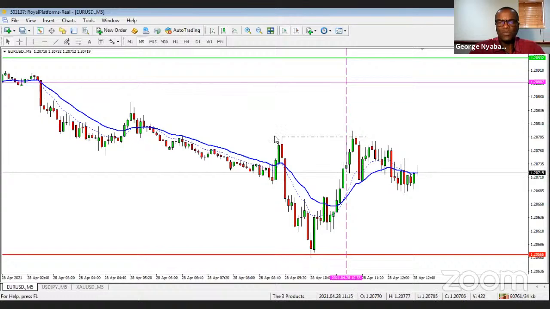So the bears managed to have that double top created, but we're not strong enough to give us one close beneath the moving average. Then we get a lower high, but look at that, we're just going sideways. There are no successive bear candles. So you've got to say to yourself, be patient enough to wait for the market to give you more information, which means avoid jumping in.